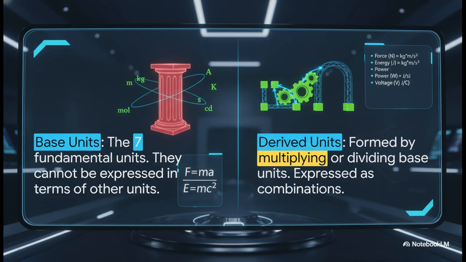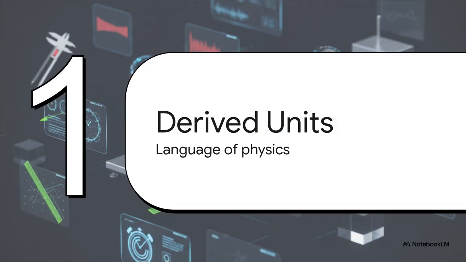Then you have derived units. These are what you get when you start mixing and matching the base units. A perfect example is speed. It's not a base unit, it's derived from length, meters, and time, seconds. Okay, so let's get our hands dirty and actually see how we build with these units.